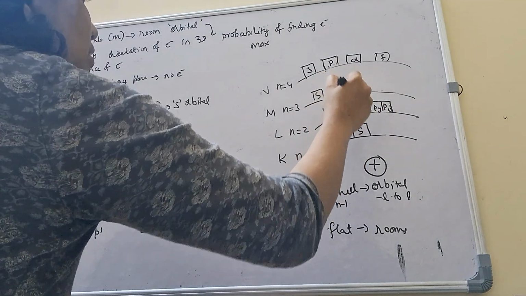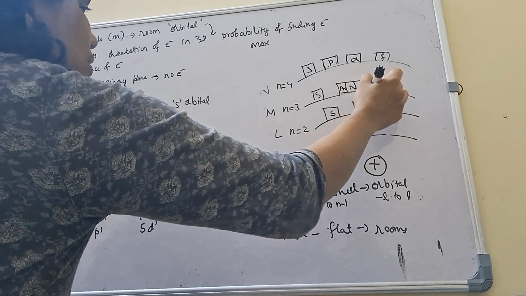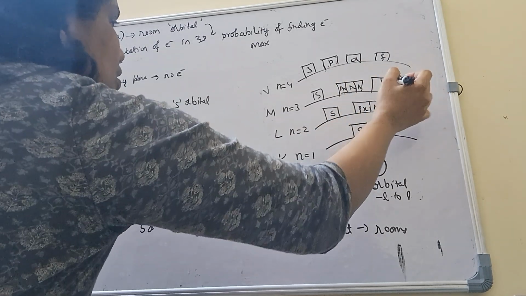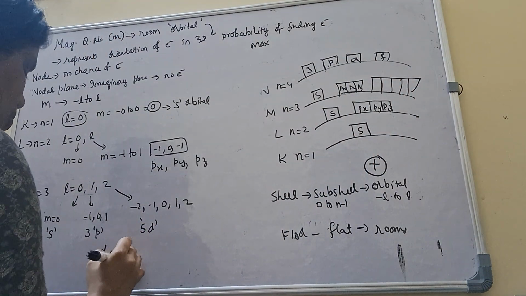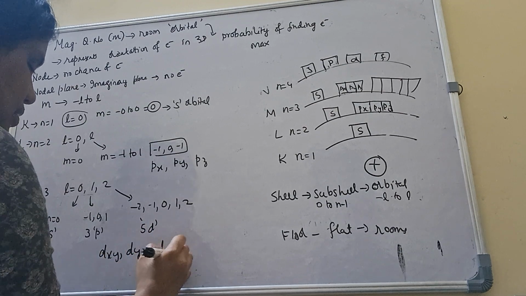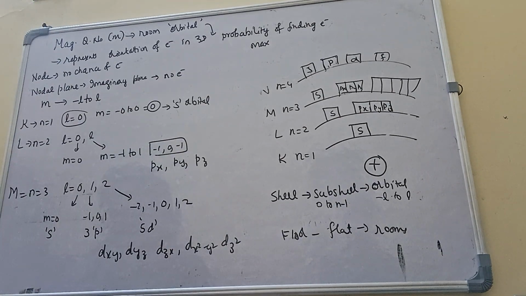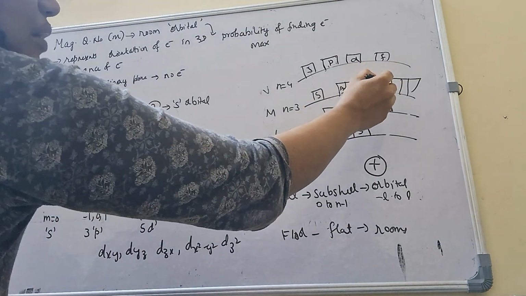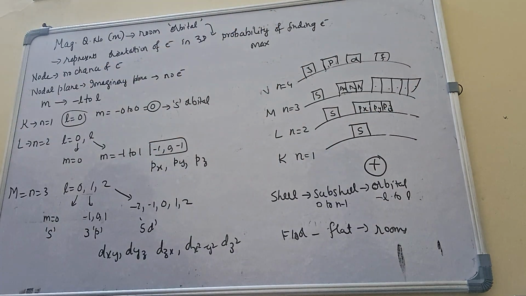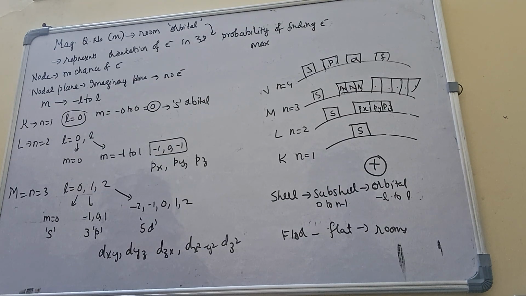So S has only one S. P will always have 3 rooms, right? So this is again Px, Py and Pz, and D has got 5 rooms. Okay, so now what will be the names of those rooms? I will tell you. For D, dxy, dyz, dzx, dx square minus y square and dz square. These are the 5 rooms. Okay, we will talk about this in detail. For now, let's only remember these names. So this is dxy, yz, zx, x square minus y square and z square. It can be anything. You can call this also as dyz, but I'm just naming it this way.